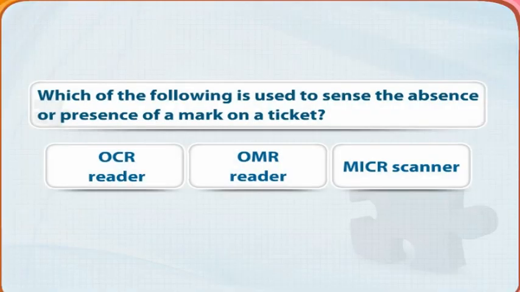Now try to answer this question. Which of the following is used to sense the absence or presence of a mark on a ticket? Click the correct option. That's right. The OMR reader is used to detect the presence or absence of a mark in a ticket.